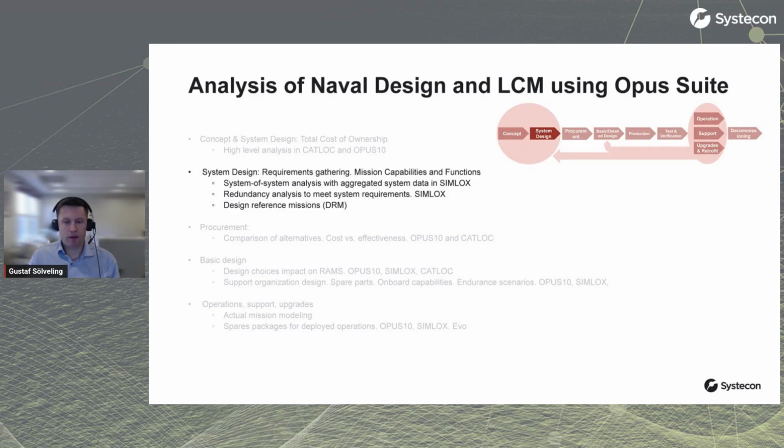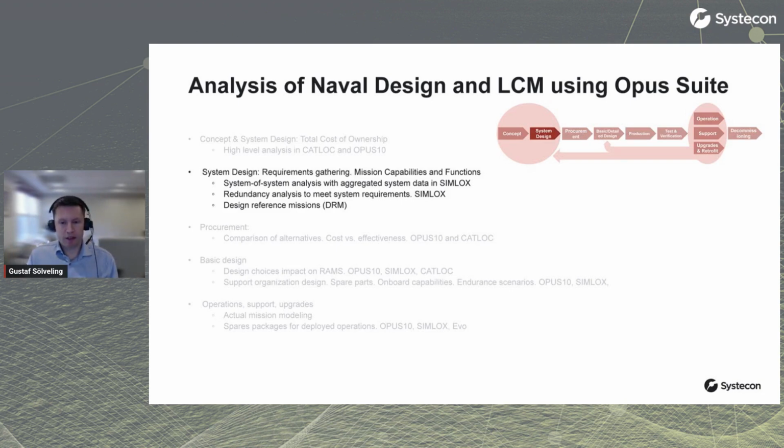Another type of analysis, at a little more detailed level, looks at redundancy, either within systems or between systems. Here you have a number of requirements, maybe from the mission and capabilities, or more requirements on the individual subsystems themselves and how they are set to perform. Given the engineering data, we can plug that into SimLox, run the simulation, and see if the redundancies we have in place will be sufficient, and if the redundancies will have an impact on our proposed inventory, etc.